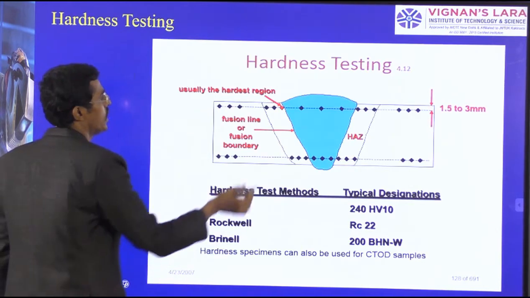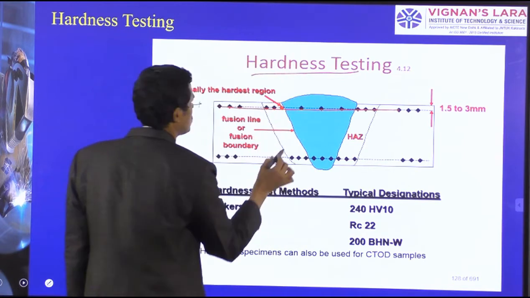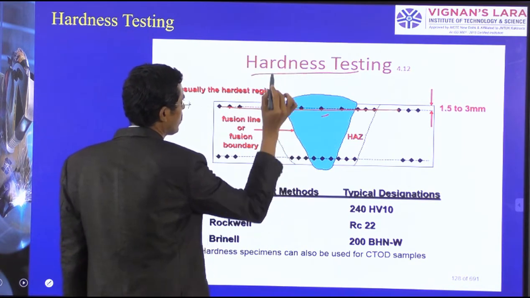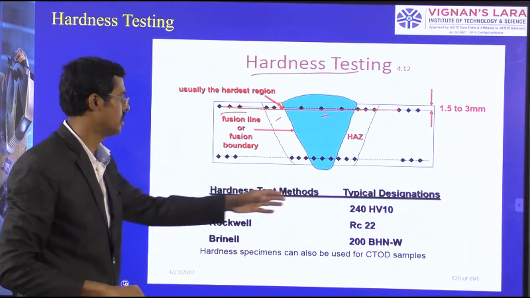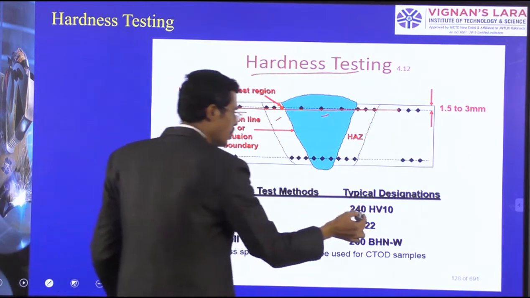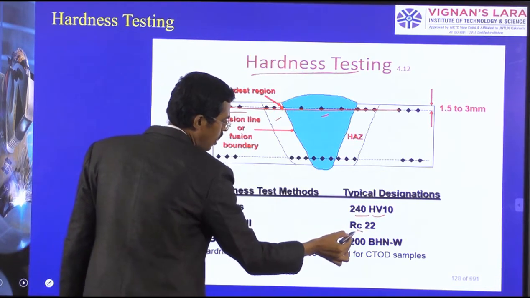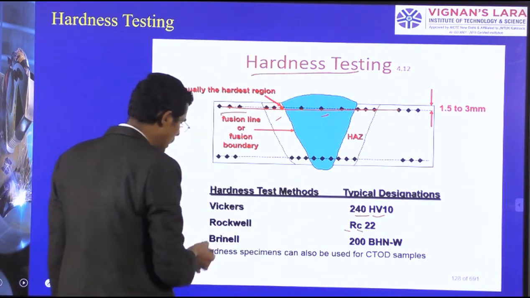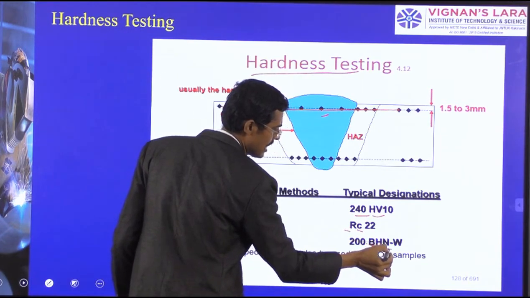So that is how we should take readings for hardness testing. At the top surface, we take readings at all locations: the weld zone, the heat affected zone, and the base material. Here we have values of some 240 HV, and Rockwell hardness RC 22, and for Brinell the unit is BHN, Brinell hardness number.